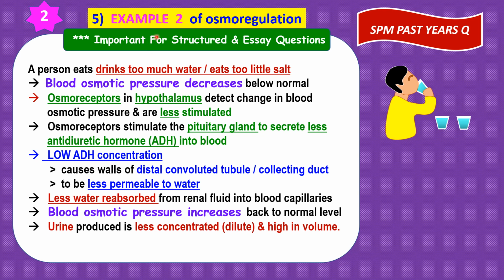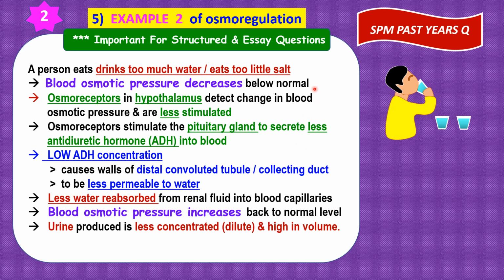So now we are going to look at the second example of osmoregulation, as we have discussed just now, how to write it in an essay answer, right? This is a past year SPM question 2. If a person drinks too much water or eats too little salt, what is the process of osmoregulation that occurs? First of all, we just relate it to our daily life experience. If we drink a lot of water, we tend to go to the toilet more often and excrete urine in great volumes, right? So what actually is the mechanism that causes this to occur? That's what you need to write here.